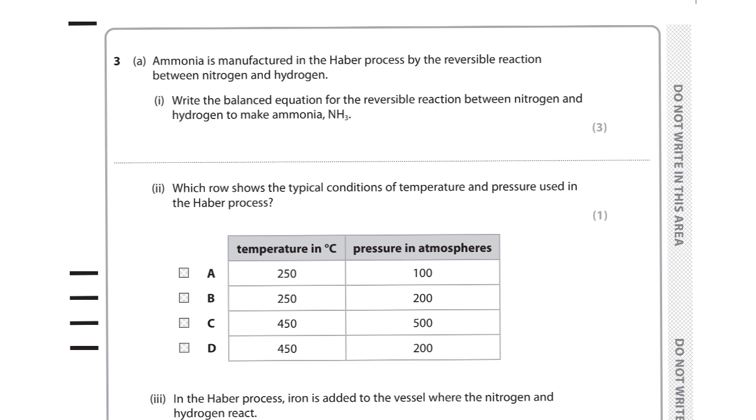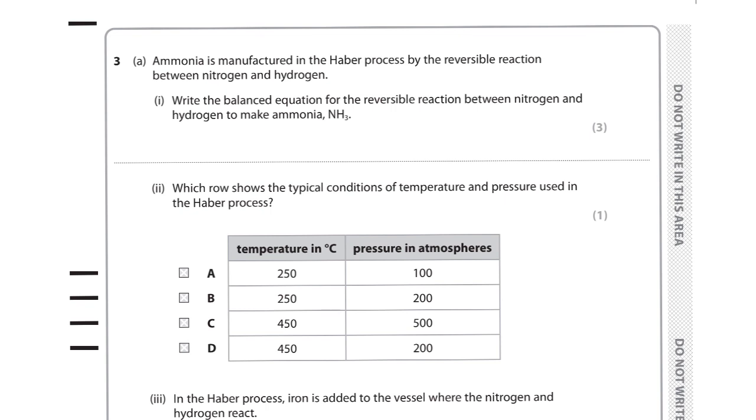Question 3 says ammonia is manufactured by the Haber process by the reversible reaction between nitrogen and hydrogen. Write a balanced equation for the reversible reaction between nitrogen and hydrogen to make ammonia. Well, it's got to be a formula equation, a symbol equation, and it gives you the symbol for ammonia, and it also tells you that it's a reversible reaction. So you've got a lot of information in the question. And it also tells you that the 2 things that react are nitrogen and hydrogen.